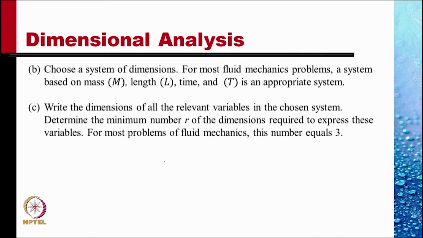Choose a system of dimensions. For most fluid mechanics problems, a system based on mass, length and time, MLT, is an appropriate system. Write the dimensions of all variables in the chosen system. Determine the minimum number r of the dimensions required to express these variables. For most problems in fluid mechanics, this number equals 3. That is, dimensions of all mass, length and time are needed.